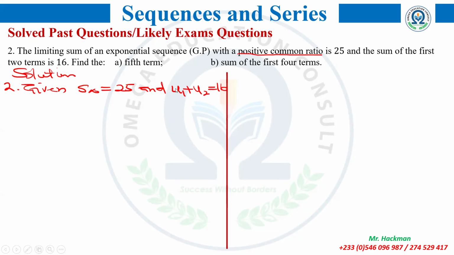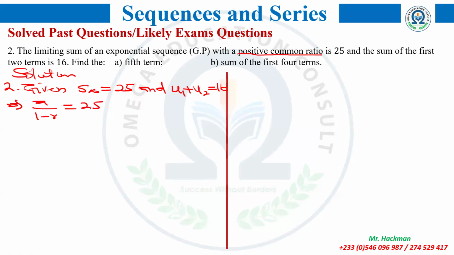In that case, you use the formula for the sum of an exponential sequence together with this and see if you end up getting the same results. So let's go by this route and see. If you take the first one, this implies that the sum to infinity, which we all know, is given by the formula A over 1 minus R. And we are told that is equal to 25.